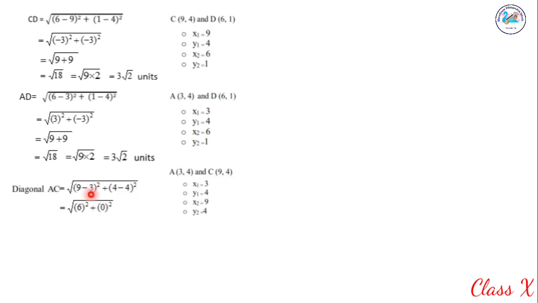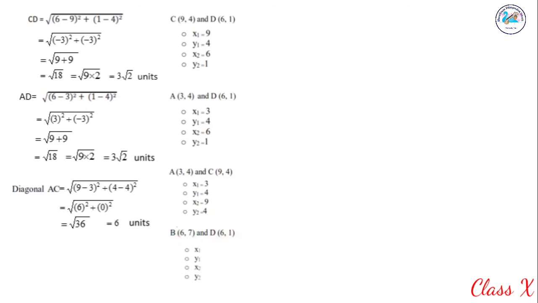Expand it, that is 9 minus 3 is 6 square. 4 minus 4 is 0 square. So 6 square plus 0 square, that is root of 36. Then root 36 we know that it is 6 units, that is the length of the diagonal AC. Next move on to another diagonal, that is BD.